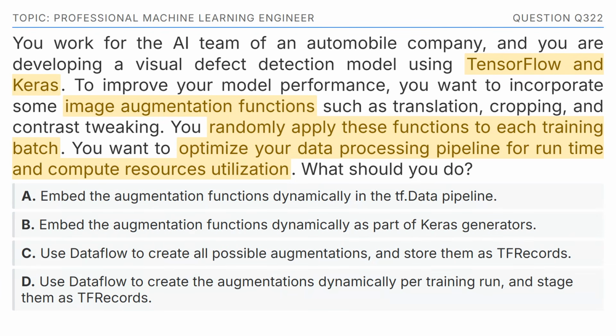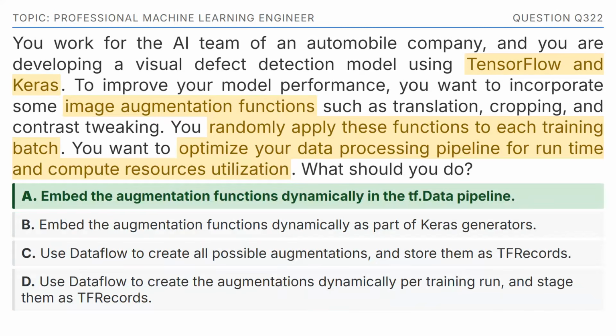To arrive at the correct answer, we focus on the keywords: TensorFlow and Keras, image augmentation functions, randomly apply these functions to each training batch, optimize your data processing pipeline for runtime and compute resources utilization. The correct answer is option A. Embed the augmentation functions dynamically in the TF data pipeline.